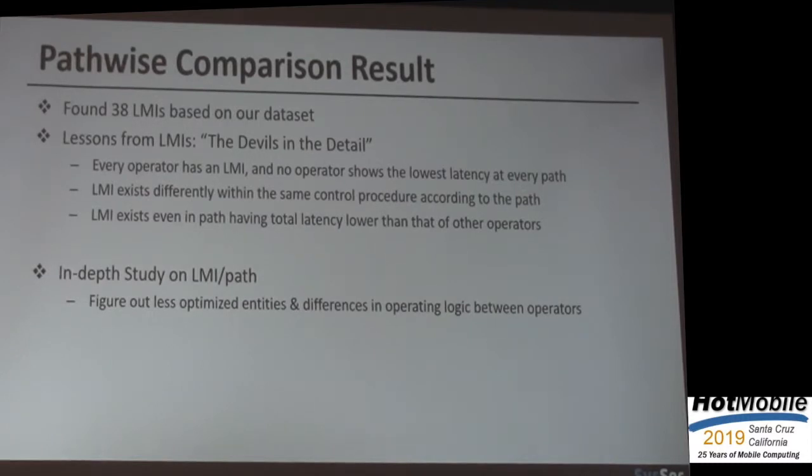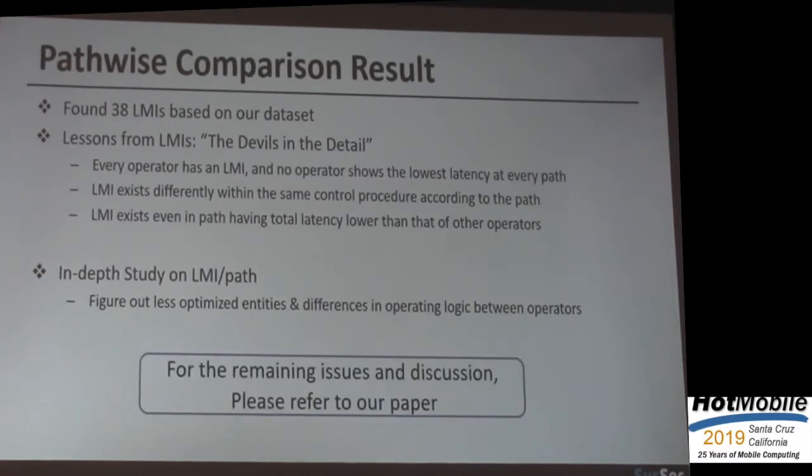Through the LMIs, we can get 3 implications. First, each operator is optimized differently and not fully optimized for all the paths. Second, the LMIs, or the bottlenecks, exist differently within the same control procedure according to the path. And third, LMIs exist even in the path having lower total latency than that of other operators. We also found differences in operating logic through the analysis on the shared and non-shared paths. For the details about the LMIs and in-depth study, please refer to our paper.